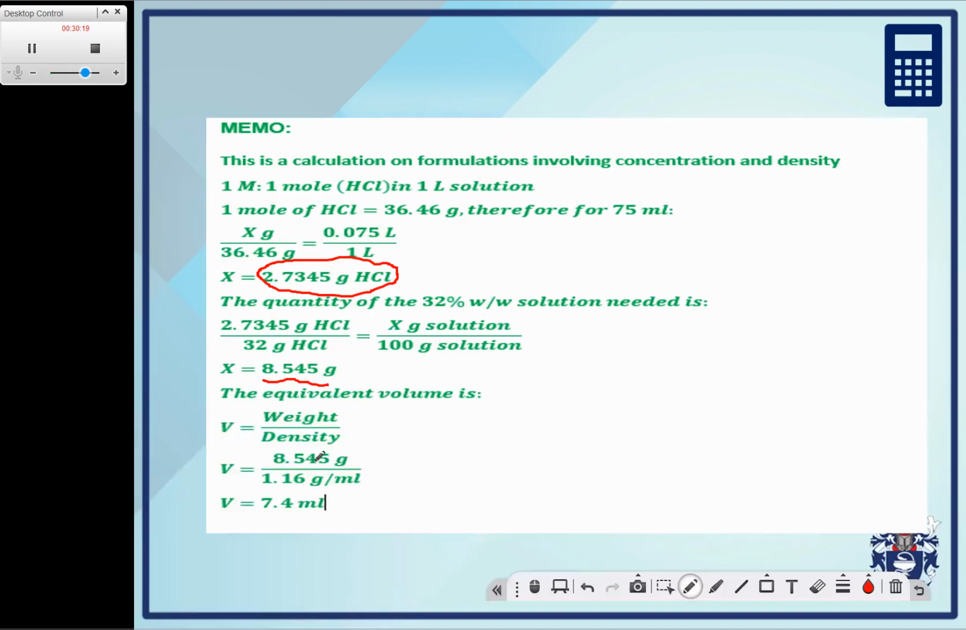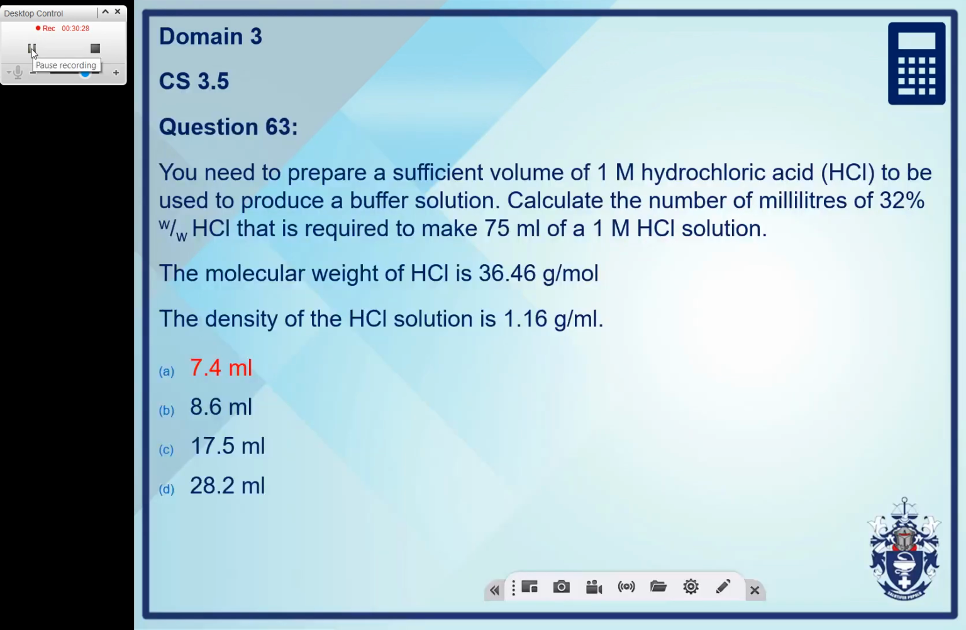Let's see if this is one of the possible options in the list of possible answers. Moving back to the question, you will see that 7.4 milliliters is in fact one of the possible answers, and it is option A.